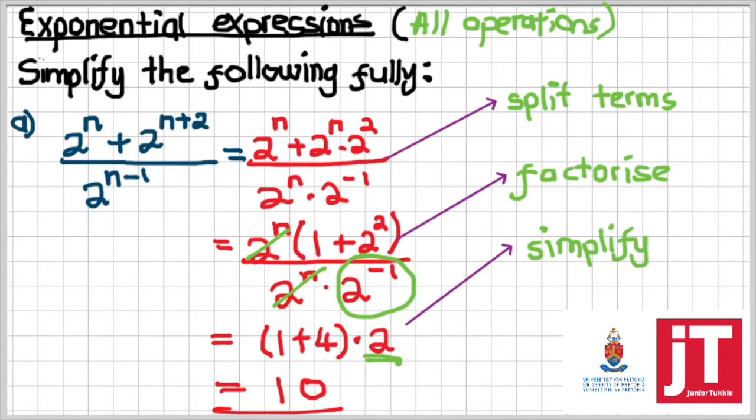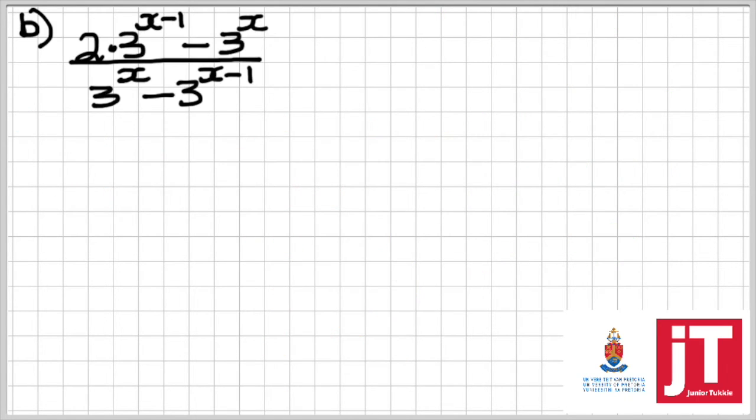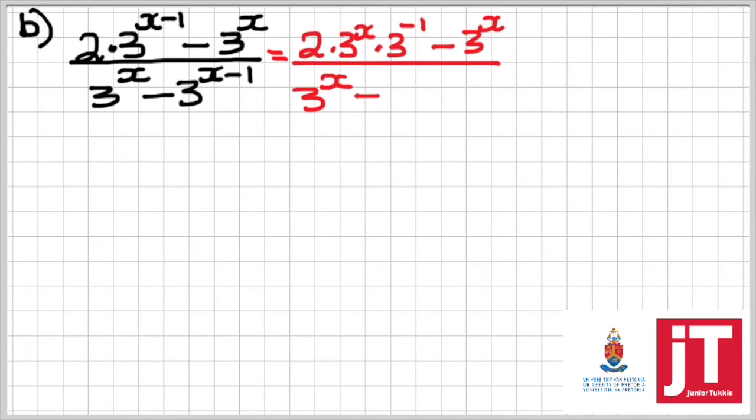We move on to the second question. In our second question, we're given 2 times 3 to the power x minus 1 minus 3 to the power x over 3 to the power x minus 3 to the power x minus 1. If we repeat the same process, the same steps that we undertook in the previous question, we're going to split the terms, and if we split it correctly, we're going to get 2 times 3 to the power x times 3 to the power negative 1 minus 3 to the power x over 3 to the power x minus 3 to the power x times 3 to the power negative 1.